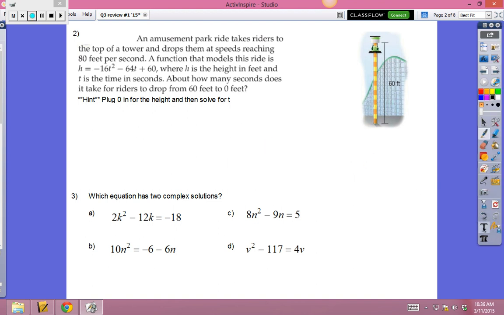Let's just, instead of doing the negative b plus or minus the square root of b squared minus 4ac all over 2a, let's just look at this.